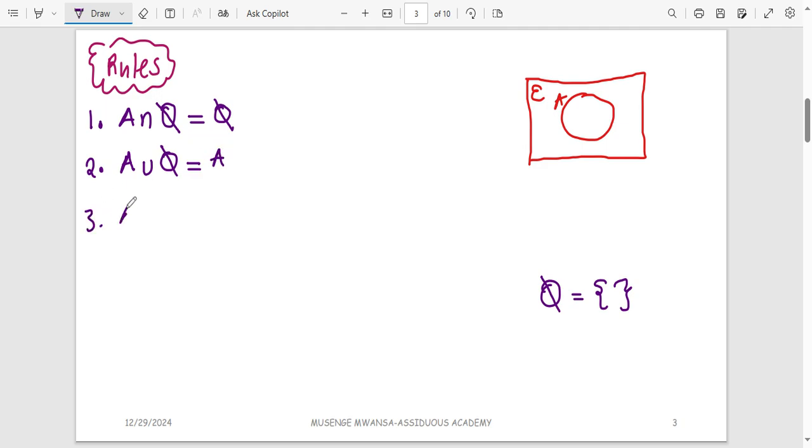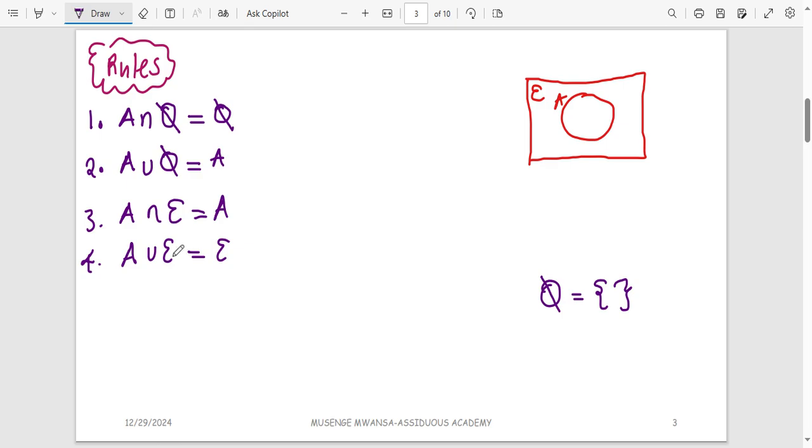And then any set intersection the universal set. What is common between me and the universe is actually me, because I'm part of the universe. So every time you get the intersection of a small set with a bigger set, the answer is the small set because it is within the bigger set. And every time you get a set union the universal set, the answer is the universal set. The union of a big set with a small set is always the big set.